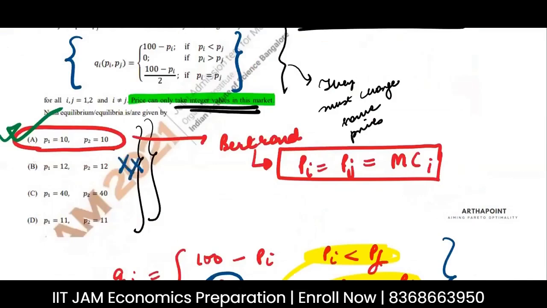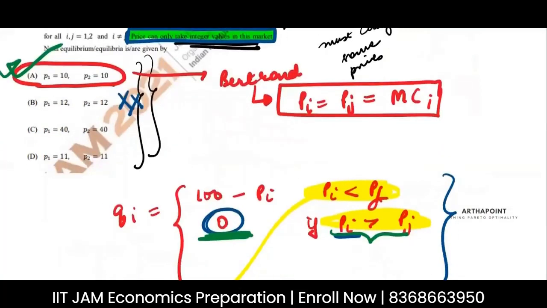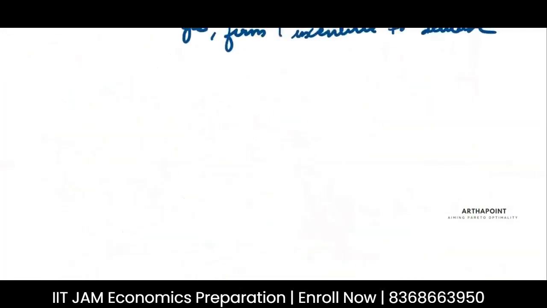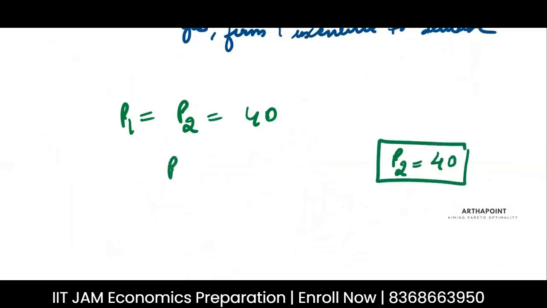But here they have just done a tricky thing. I'll just show you what that is. Now let's take the third case. P1 is equal to P2 is equal to 40. So both firms are charging the same price equal to 40. I ask the same question. Firm 2 is going to hold the price at 40. Does firm 1 have an incentive to deviate?